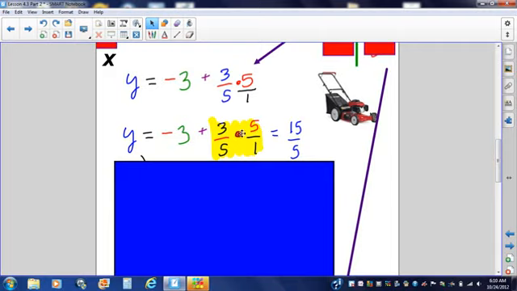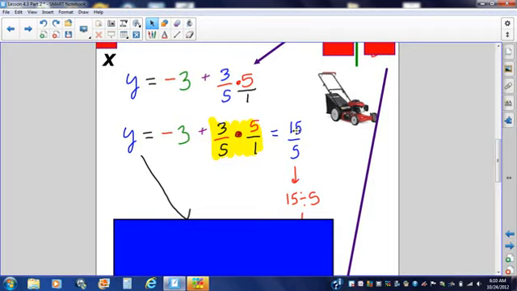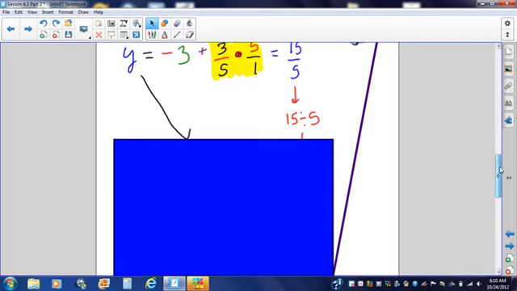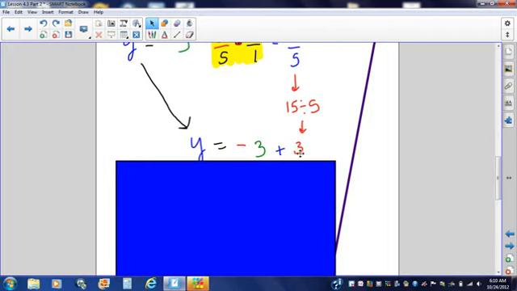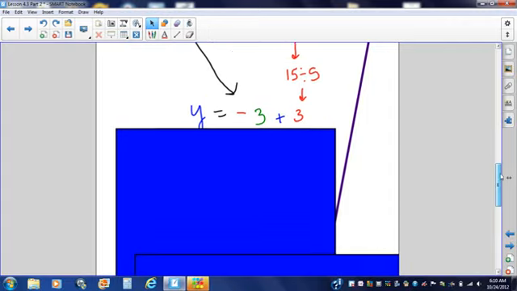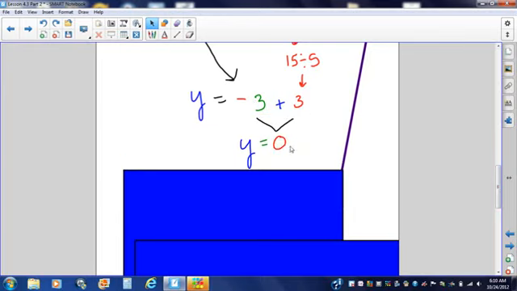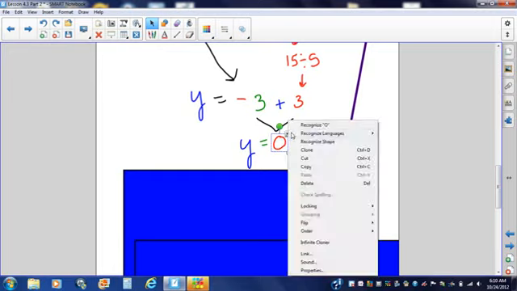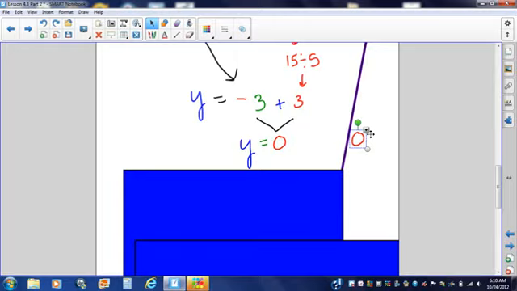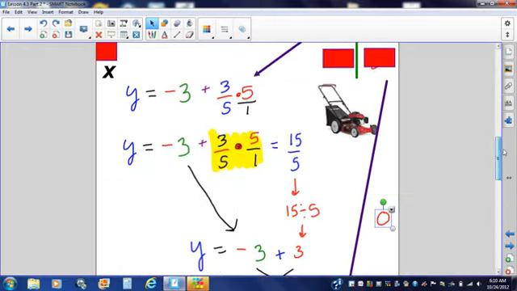Multiplying fractions ain't a problem. For most of you it isn't. LOL. 3 times 5 is 15. 5 times 1 is 5. Now, this means 15 divided by 5. 15 divided by 5 is 3. I'm going to bring down the negative 3. A negative 3 plus 3 gives me 0. So in this case, y is going to be 0. So we're going to take that 0 and we are going to put it up here in our chart.